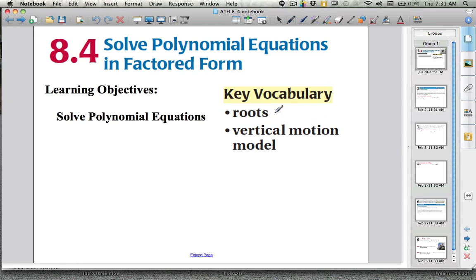And our vocabulary is roots, and quite frankly, the roots of a polynomial equation are the solutions. So those are the same item, essentially. And we're also going to work with a vertical motion model. So what happens, basically the effects of gravity on an item in motion in terms of its height from the ground versus time.